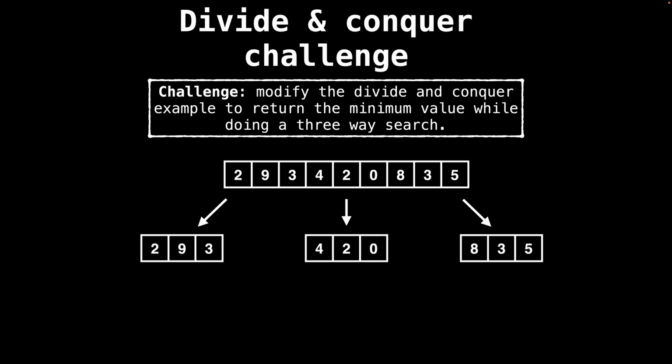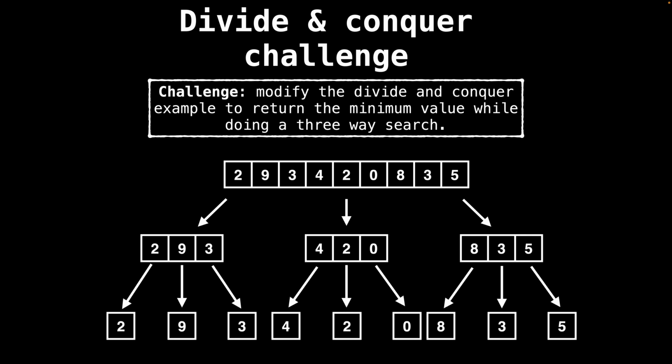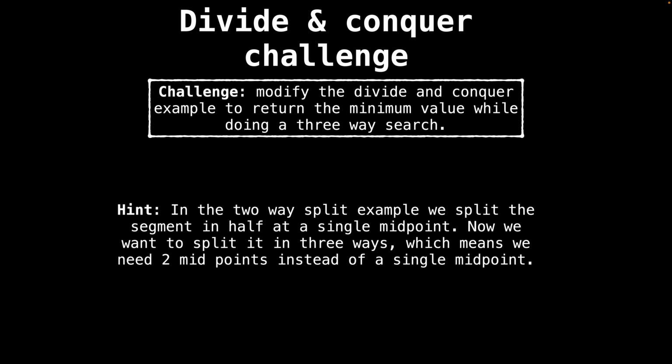For example, in the list here, we divide the 9 elements into 3 segments of length 3, and then we further divide up those segments into 3 more segments of length 1 each. We can then find the minimum value of the whole list based on the method of splitting the same way we did previously. So before you go ahead and try to implement this, I want to give you all a hint. In the two-way split example, we split the segment in half based on a single midpoint. Now we want to split the segment into 3 parts, which means that we will need 2 midpoints instead of a single midpoint.